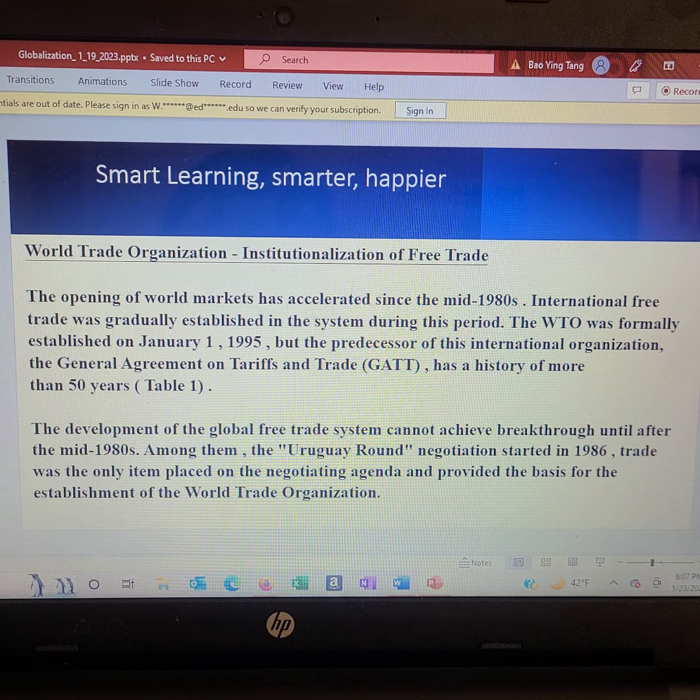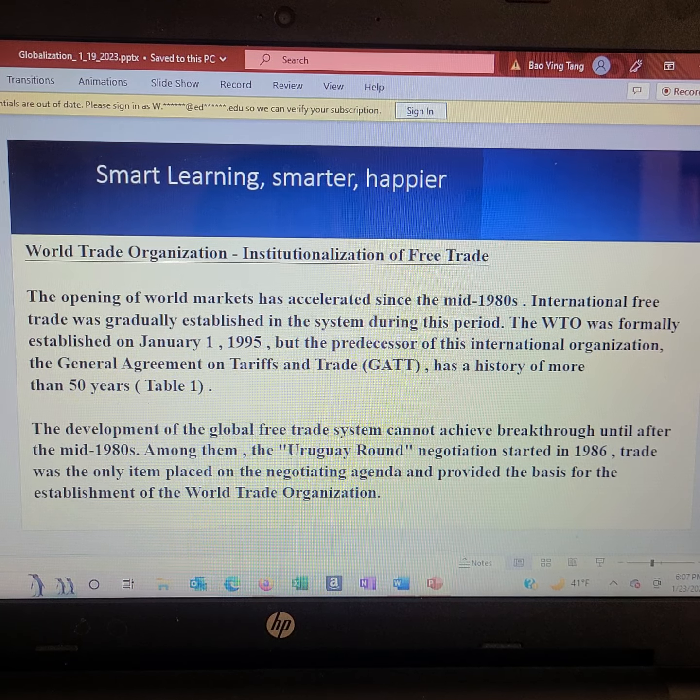The development of the global free trade system could not achieve a breakthrough until after the mid-1980s. Among them, the Uruguay Round negotiation started in 1986. Trade was the only item placed on the negotiating agenda, and it provided the basis for the establishment of the World Trade Organization.